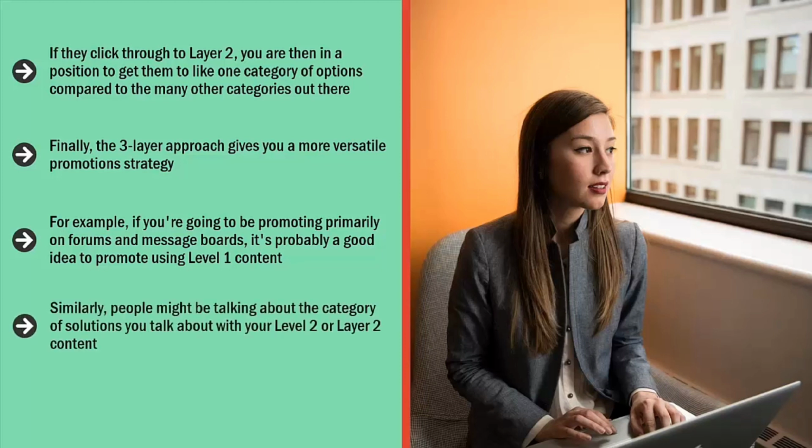Similarly, people might be talking about the category of solutions you talk about with your level 2 or layer 2 content. If you find such discussions on message boards, Facebook groups, or Facebook pages, you can copy and paste bits and pieces from your content, comment on it, and then drop a link. Finally, if you have a Twitter account and you are targeting certain hashtags, you can rotate in your level 3 content because you can assume that a significant number of people following you already know what options are out there, and they're looking for a specific comparison of products regarding the category of solutions they are already sold on. Do you see how this works? Using a 3-layer content marketing approach enables you to work with existing demand and traffic. You're not reinventing your content each and every time you come across a potential traffic source.